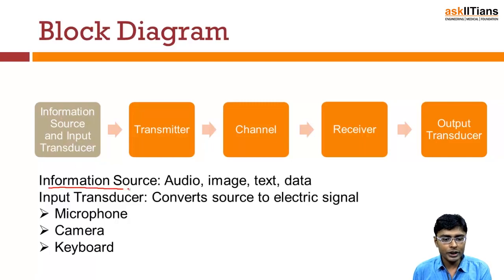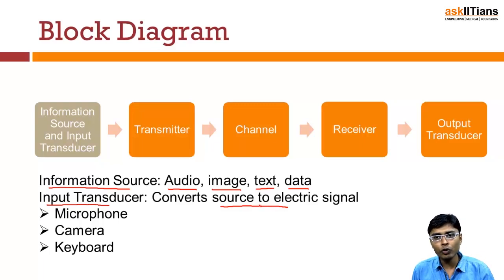That is the information source. The information which we want to send to a receiver may be an audio, an image, a text, or data. Next is the input transducer. A transducer is a device which converts one form of energy into another form. Here we will be converting the source into electrical form, because the source may be audio, image, data, text, or any form.